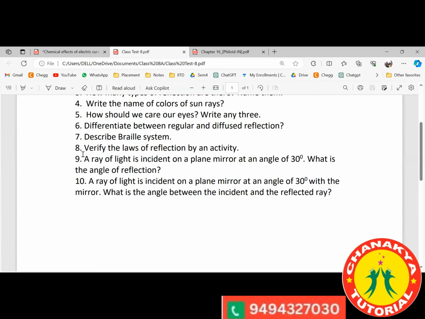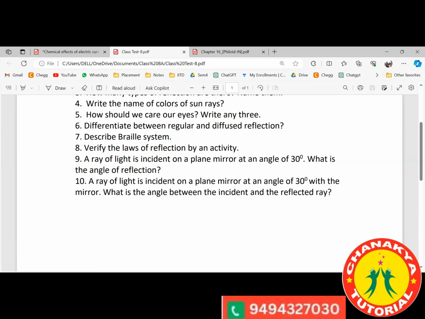I think you know about the Braille system, which is used by visually impaired people who cannot see. It consists of numbers and alphabets. These visually impaired people move their hands to understand the letter and the number.